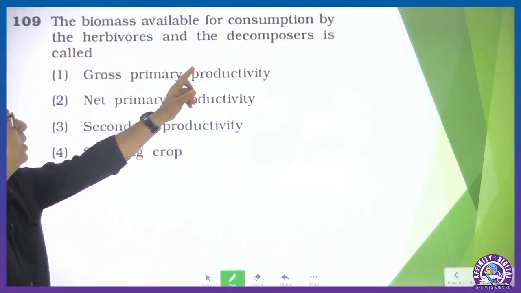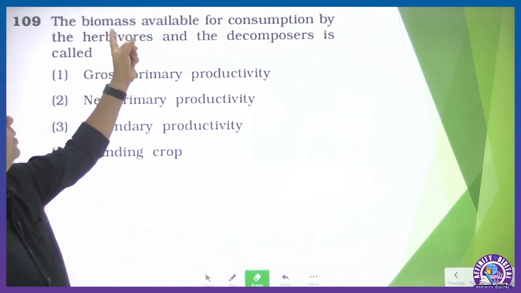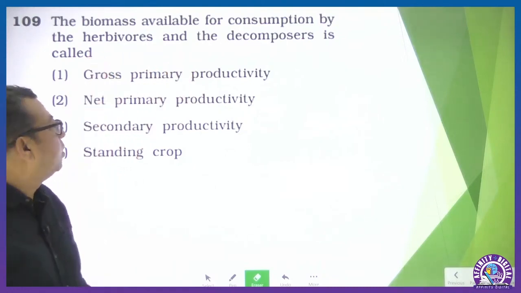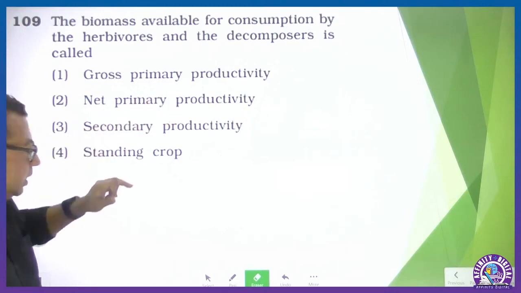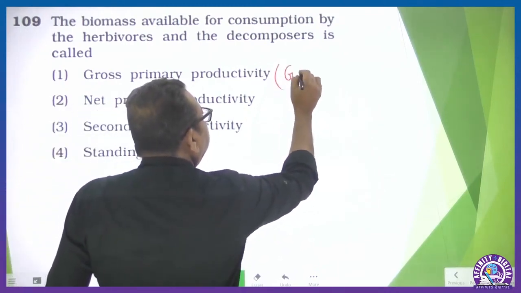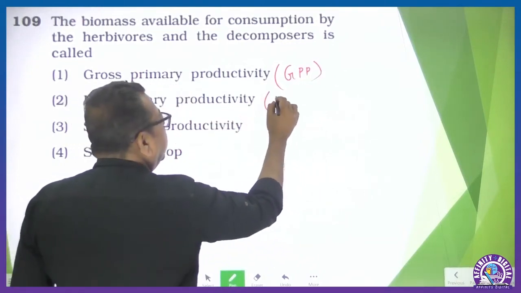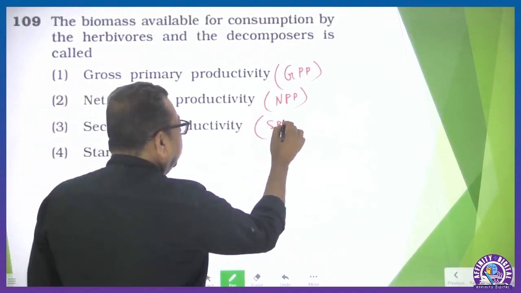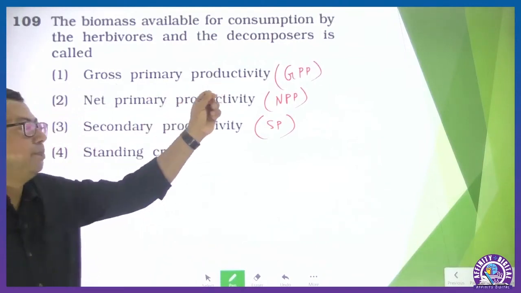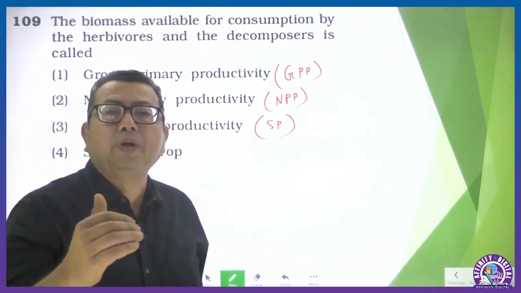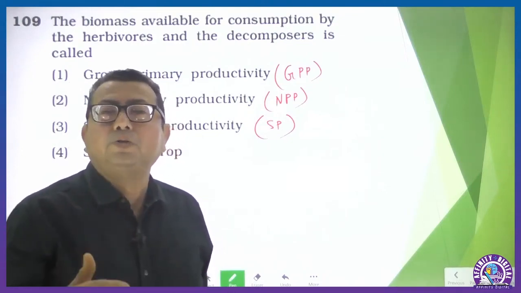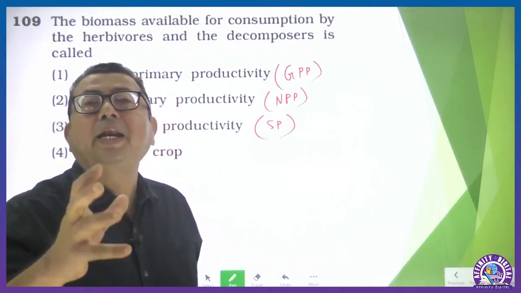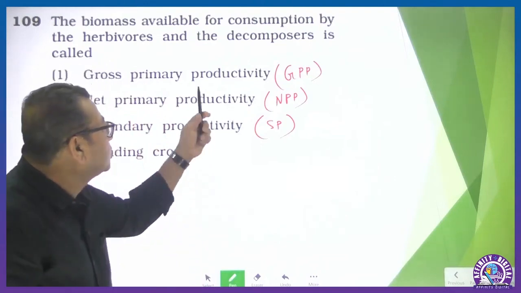This is a question again on ecology. In this question, the biomass available for consumption by herbivores and decomposers is called. Achha, 4 options. Gross primary productivity, which is also written as GPP, net primary productivity, abbreviation mein NPP, secondary productivity, SP, and standing crop. Gross primary productivity kya hai? The rate at which the green plants produce organic matter in the form of carbohydrates by the process of photosynthesis per unit area, per unit time is called gross primary productivity.